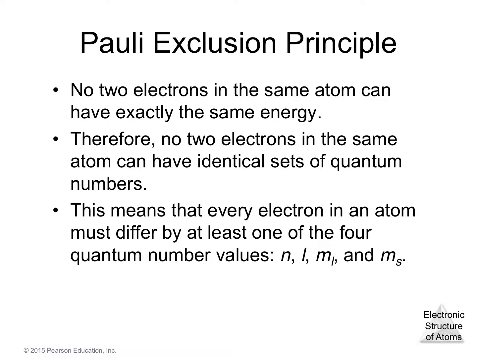The Pauli exclusion principle is one of the rules that dictates how electrons fill orbitals. This principle says no 2 electrons in the same atom can have exactly the same energy. Therefore, they cannot have the same quantum numbers. Every electron within the atom is going to have a different set of quantum numbers. For us, that means that when we fill these orbital energy diagrams, within each box, within each orbital, you must have one electron going up and one going down.